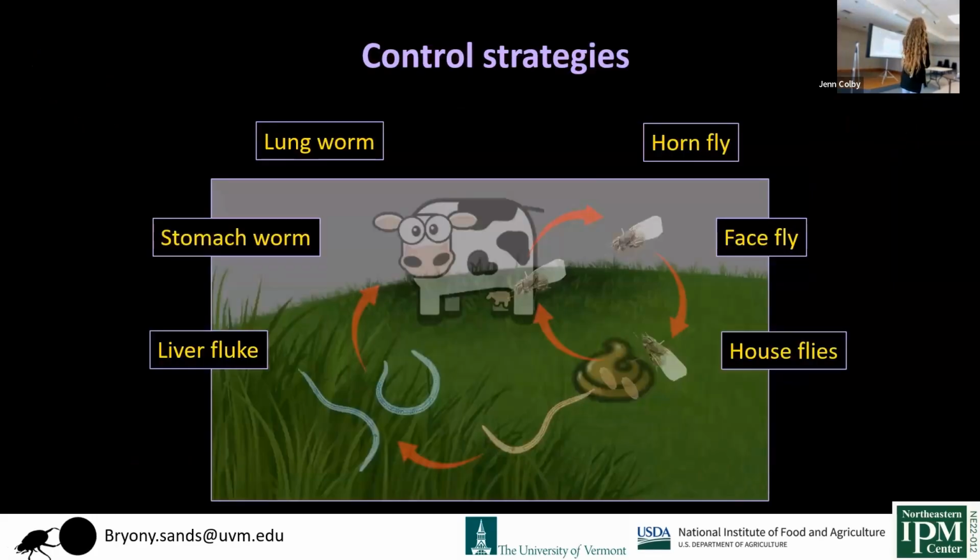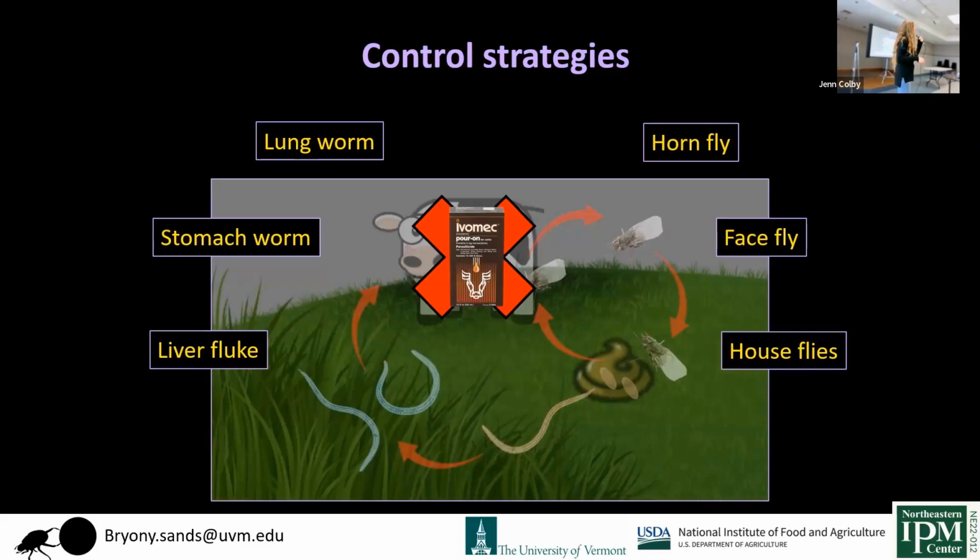I just wanted to do a quick tangent on control strategies. So these are some transmission cycles for common worms and flies on pastures. And conventional treatments are aimed at targeting these transmission cycles in or on the cow. Things like ivermectin, insecticides for pest flies, etc. They will be aimed to kill the worms in the cow or kill the flies when they land on the cow. When we're thinking about promoting beneficial insects to help to suppress these transmission cycles, we are thinking about how we can stop these cycles out on the pasture ecosystem outside of the cow.